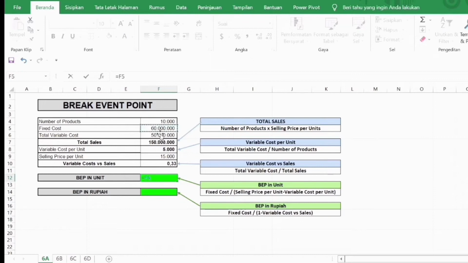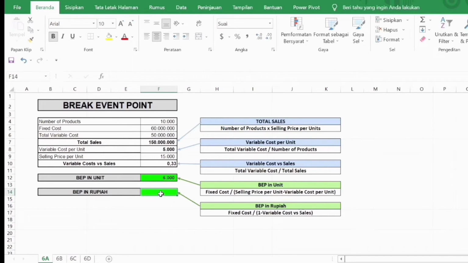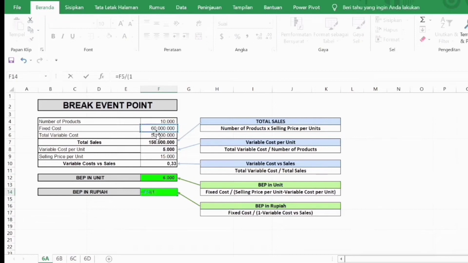So next is BEP in unit, equal fixed cost divided by open bracket selling price per unit minus variable cost per unit, close bracket. Enter. Next is BEP in rupiah, equals fixed cost divided by open bracket 1 minus variable cost versus sales, close bracket, and enter.